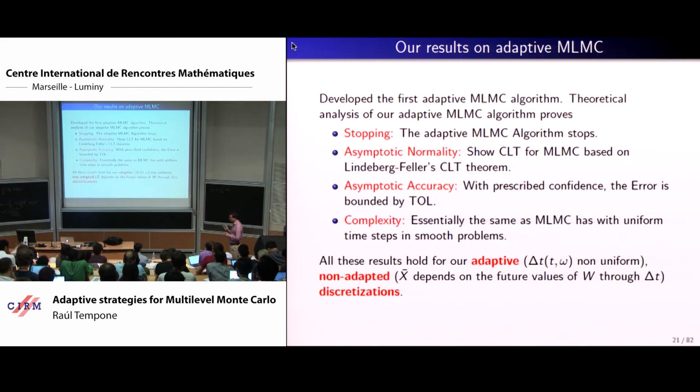And of course, we have kept the confidence level constant in this discussion. We are not letting the confidence go to 1. So asymptotic normality, you also have asymptotic accuracy. I will just tell you later what this means, but it really means that when tolerance goes to 0, essentially the error is bounded by the tolerance. And the complexity essentially is up to a constant. You get the optimal complexity.